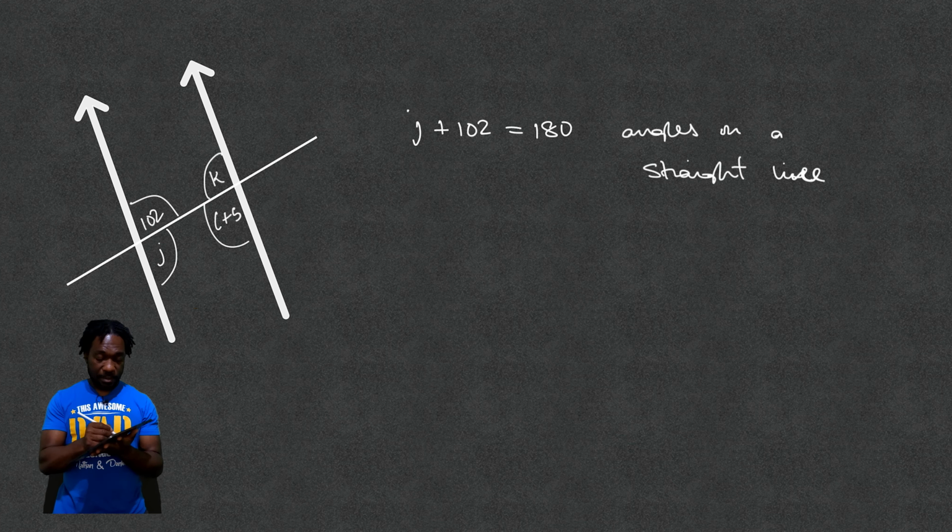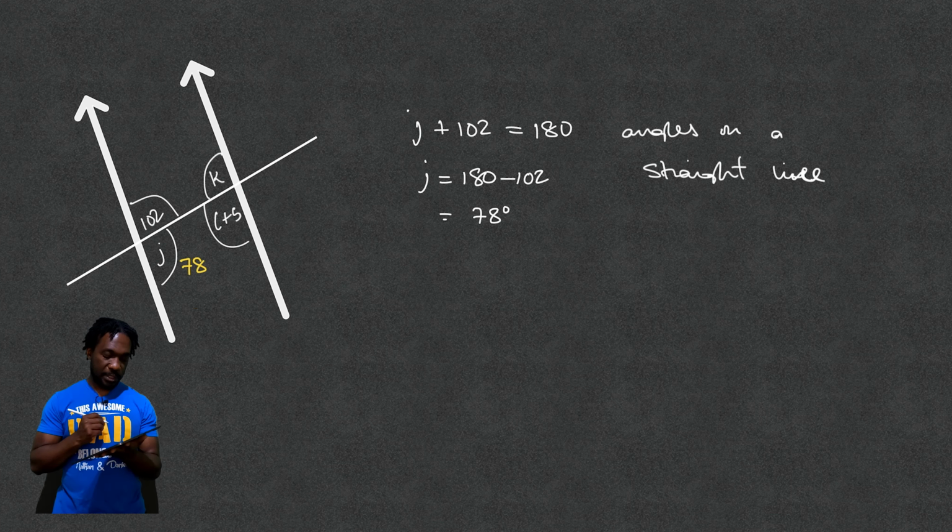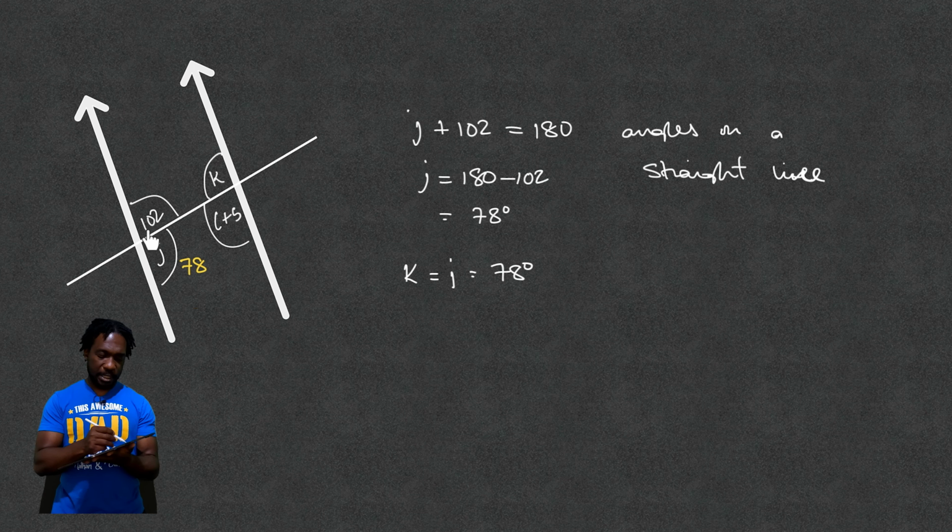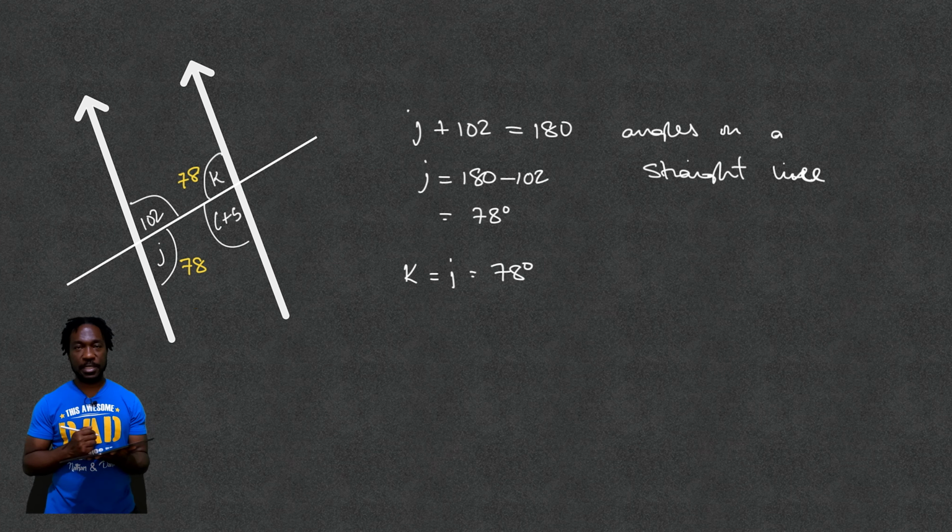Angles on a straight line add up to 180 degrees. And so for that, I'm going to say that J is equal to 180 take away that 102, and that will give us 78 degrees. So I know that J is 78 degrees. So K now is equal to J, which is equal to 78 degrees. How do we know? Well, look at this Z shape here. This and that are alternate to each other, and because they're alternate, this is also 78 degrees.